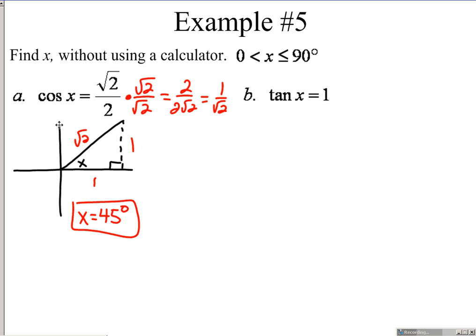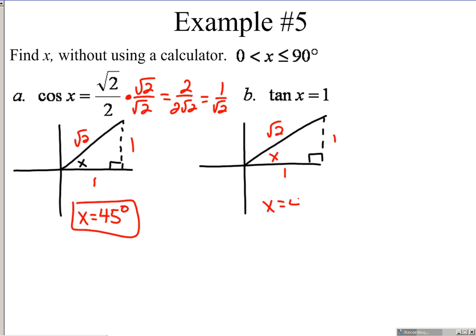Letter B. Tangent is opposite over adjacent. Right away, that should be recognizable. That also is going to be a 45-degree triangle or angle.